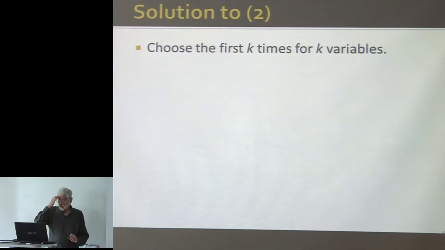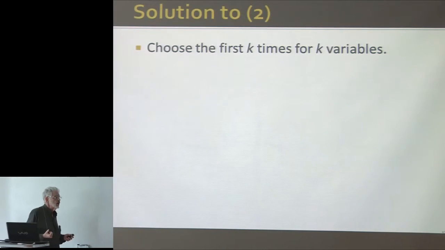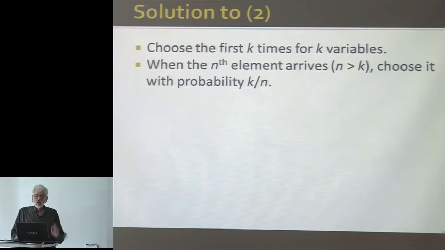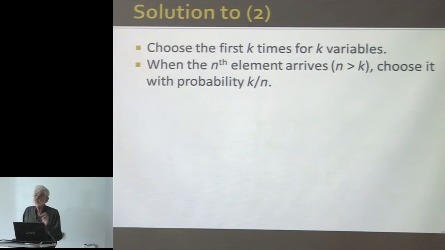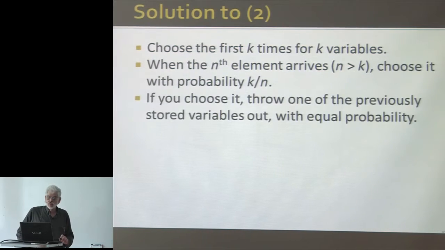So, again, if I can afford to have k random variables, for the first k inputs, I'll just choose each of those times for one of the random variables. Now, suppose a new nth element arrives, and n is greater than k. So now I have to select which k of the n starting times will actually be the starting times belonging to my chosen variables. And again, each one has to have probability k over n.